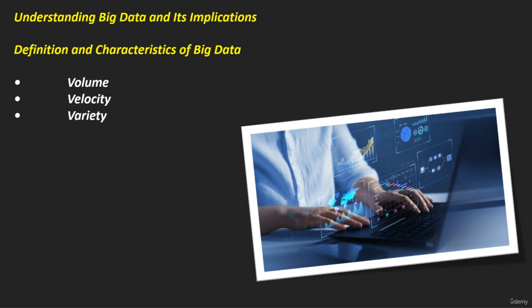The third will be variety. Big data comes in many forms: text, images, videos, social media posts, and much more. And it's not just numbers and spreadsheets, it's a diverse range of information sources.